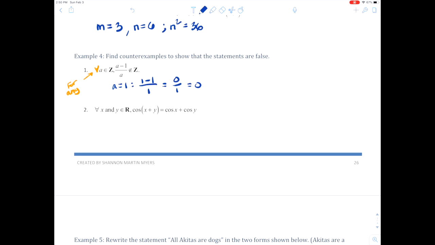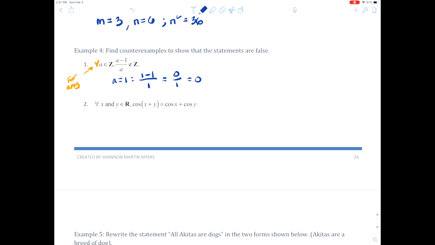So we have shown via counterexample that the statement is false. Okay? So we have taken a domain value, in this case a is 1, and shown that we get a result which is part of the integers. Hence, this is a false statement.